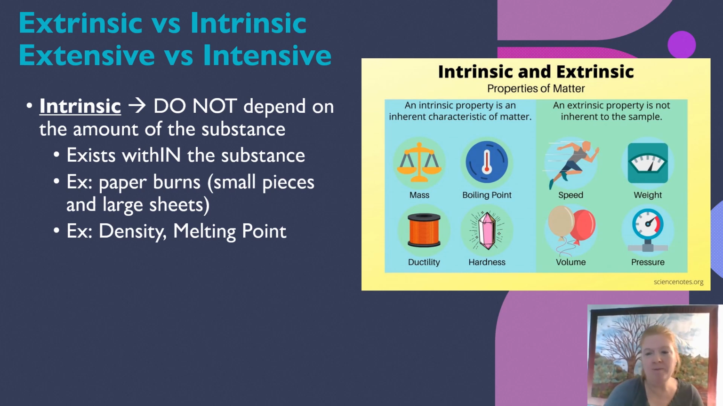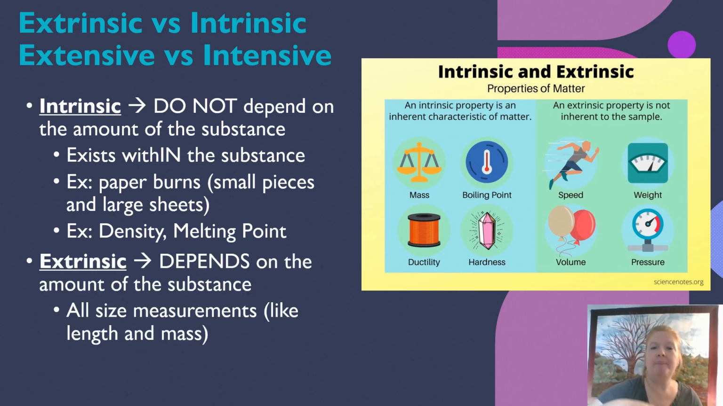So for example, paper burns. Small pieces, big sheets, still burns. Other properties that are intrinsic, the density, the melting point, state of matter. Again, it doesn't depend on the amount of the substance. It's just a property of that particular substance.